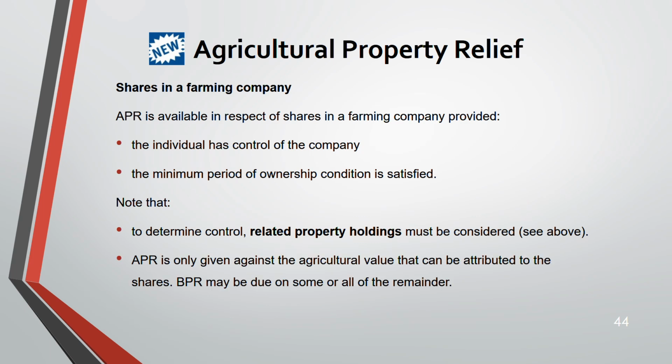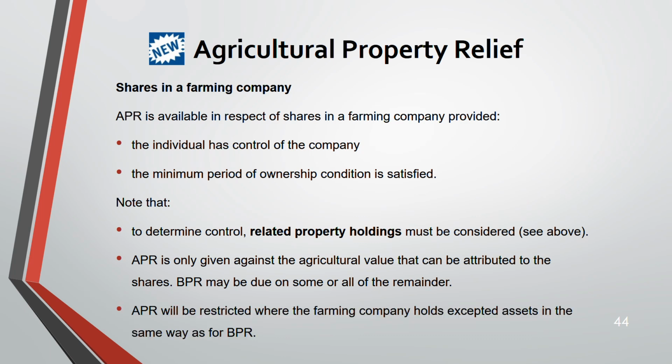APR is only available against the agricultural value that can be attributed to the shares. Then BPR will be given on the remainder if conditions are satisfied for BPR. APR will be restricted when the farming company holds accepted assets, in the same way as for BPR. Just as BPR is restricted when we have accepted assets, APR will be restricted. Now let us do a question.